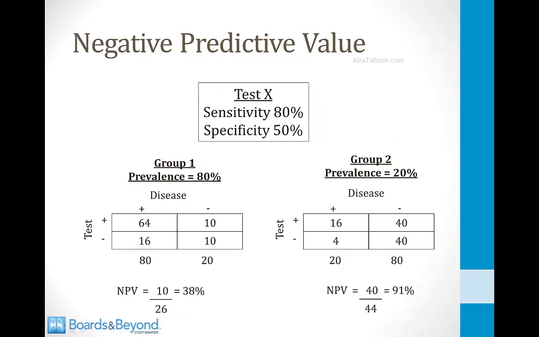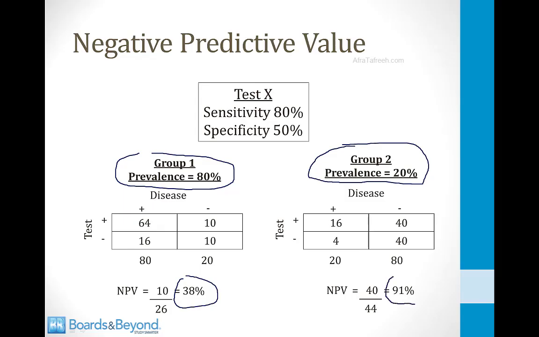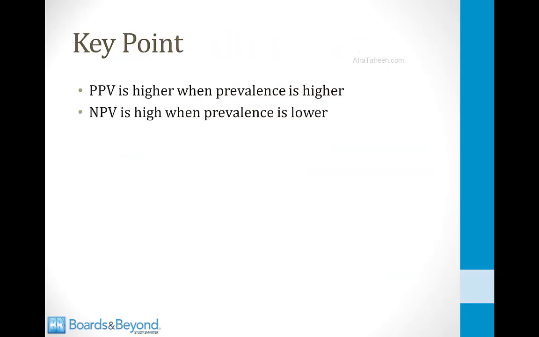Here's another example of the negative predictive value tested in 2 populations. So I won't go through all the math. You can do that on your own if you wish. But for group 1, where the prevalence is 80%, we get a negative predictive value of 38%. For group 2, where the prevalence is lower, we get a negative predictive value of 91%. So the negative predictive value increases when we move to a population where disease prevalence is lower. So a key point here is that the positive predictive value is higher when prevalence is higher, and the negative predictive value is high when prevalence is low.